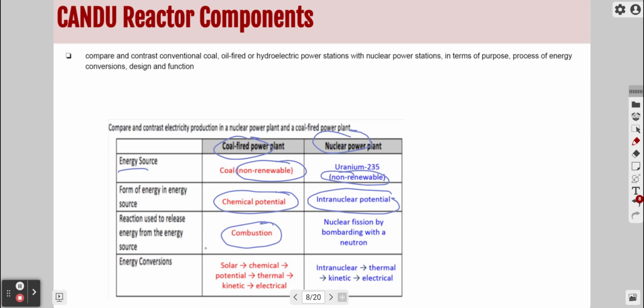Combustion is the actual reaction that's used in a coal-fired plant, whereas nuclear fission is what's used in a nuclear power plant. Okay. Energy conversions that are happening here.